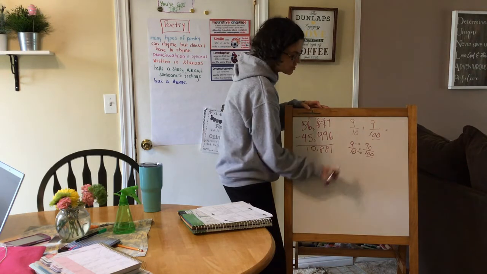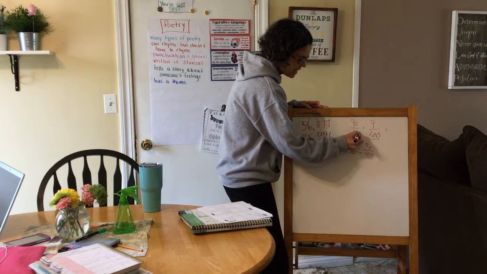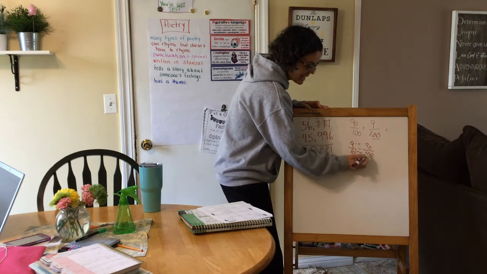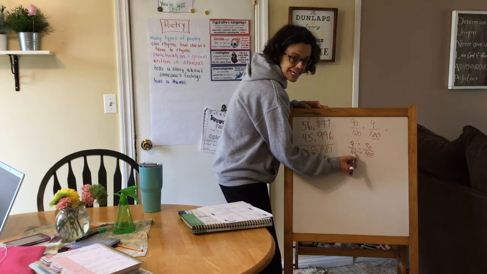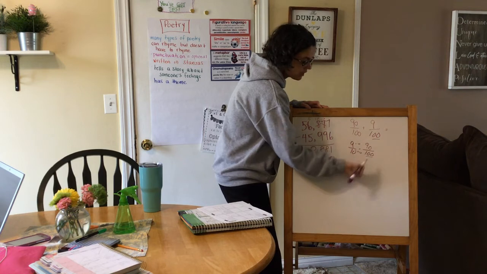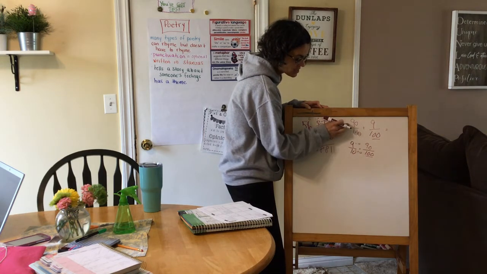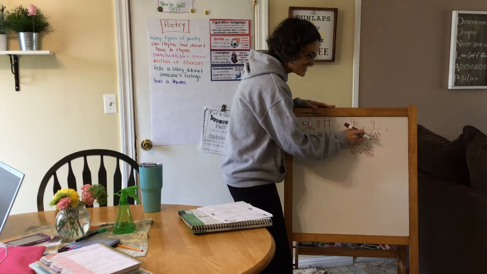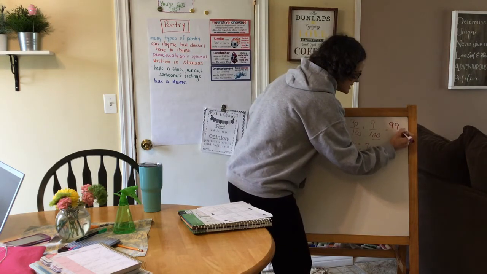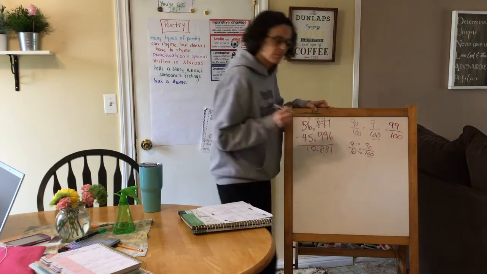So 9 tenths is equivalent to 90 hundredths, and that makes it so that my denominators are the same. I'm going to change 9 tenths to 90 hundredths because they're equivalent. All I did was multiply my denominator by 10 and my numerator by 10. So 90 hundredths is the same as 9 tenths. Now I have 90 hundredths plus 9 hundredths, and that will give me 99 hundredths.